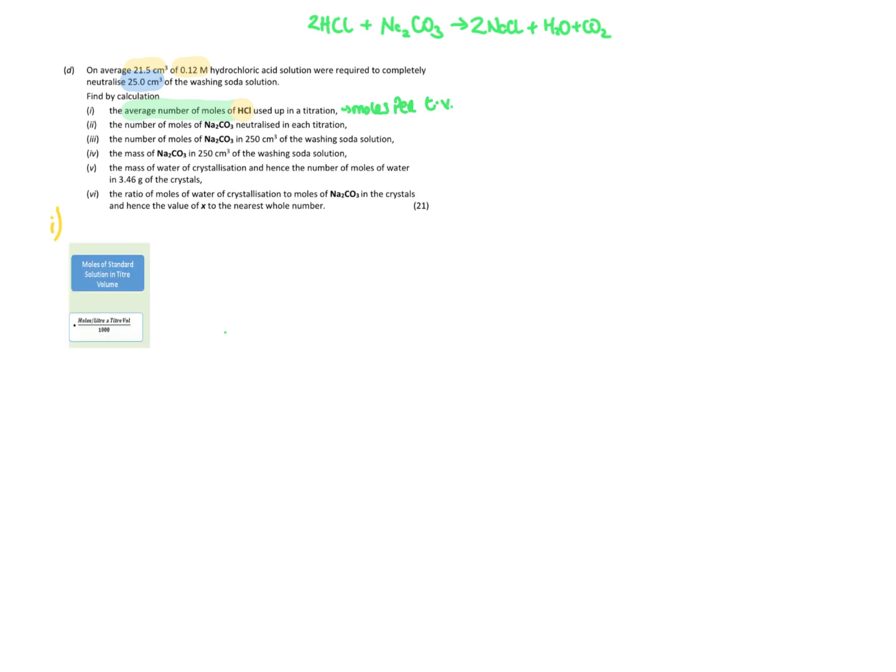So this is the moles of your standard solution. We know this is the standard solution because a standard solution is a solution of known concentration, and we know that the concentration of our HCl is 0.12. So I know that I have moles per litre, or molarity, that is 0.12, that I divide that by 1000, and the reason you're doing that is molarity is moles per litre, so dividing that by 1000 gets rid of the litre, and we multiply by the titer volume, and the titer volume here is 21.5.